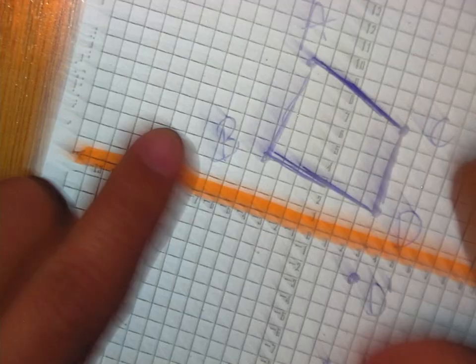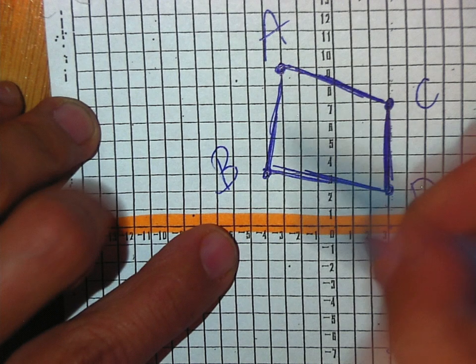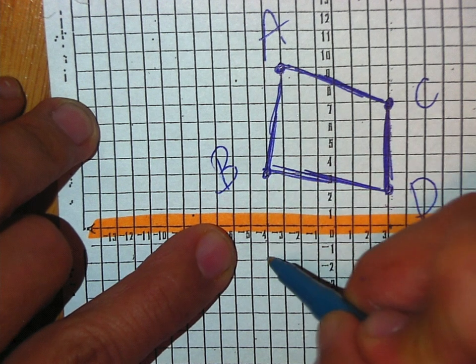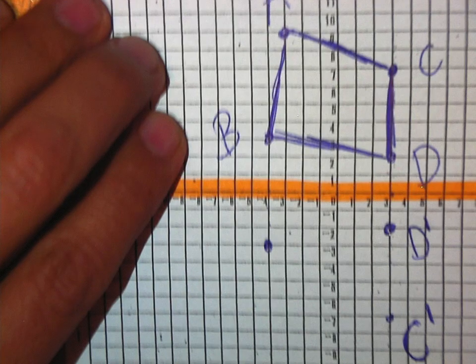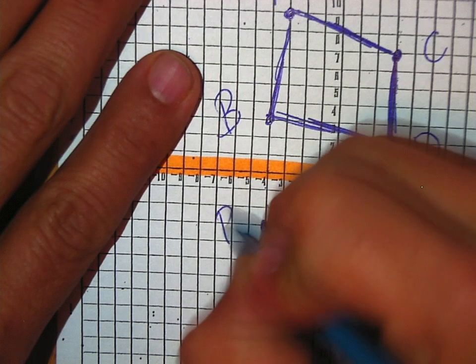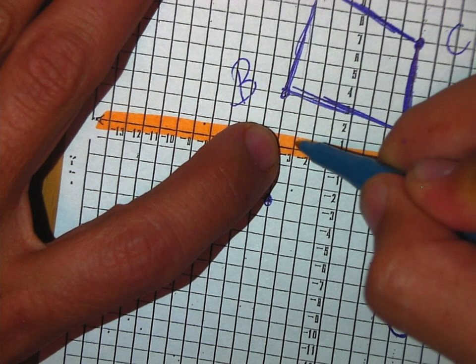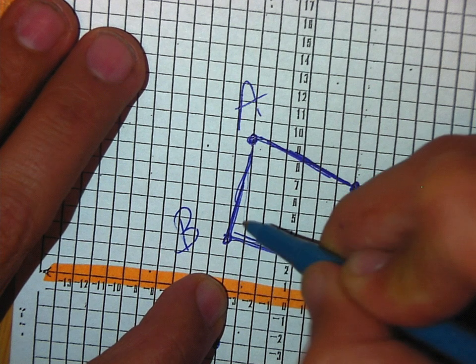Next one. Right here, here's your A. Count it. 1, 2, 8, 9. 9. Oh, you guys want to hear the music, huh? Here we go. 1, 2, 3, 4, 5, 6, 7, 8, 9. There you go. That's your what? A prime.